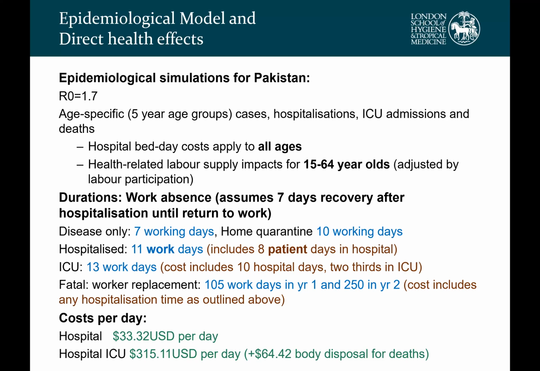For disease only, we assume that someone will miss 7 working days, or under a home quarantine scenario, that will increase to 10 working days. Hospitalised individuals will miss 11 work days, and their costs will include 8 patient days in hospital. For ICU, 13 working days, with 10 hospital days, 2/3 of which spent in ICU. And for fatal worker replacement, we assume that when a worker dies, on average, there'll be 105 work days lost from the first year and 250 from the second year, because that labour supply is permanently removed. And these are the costs per day.